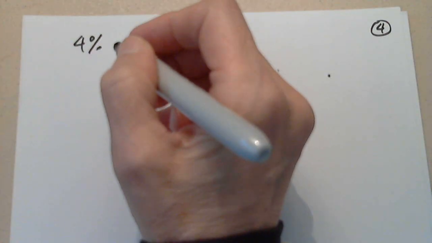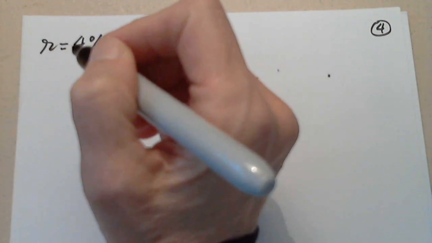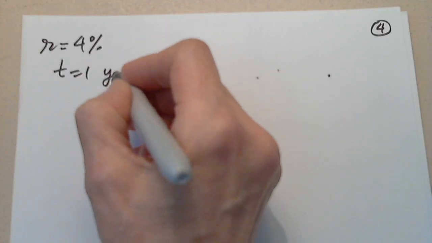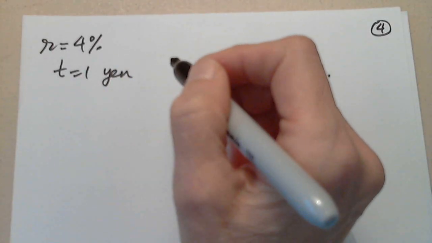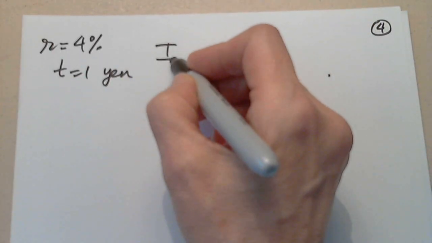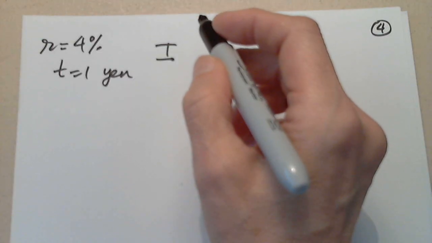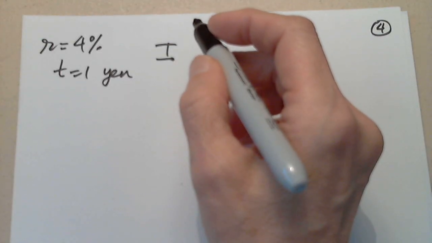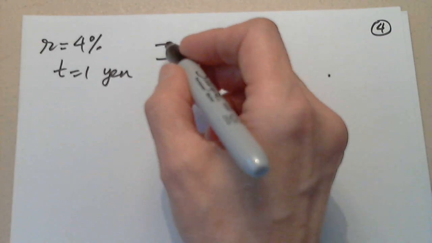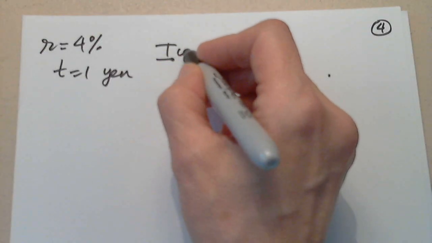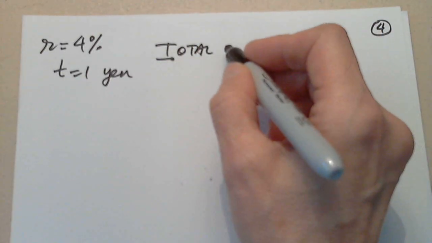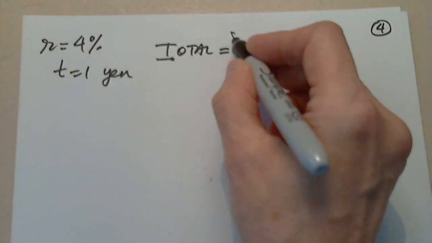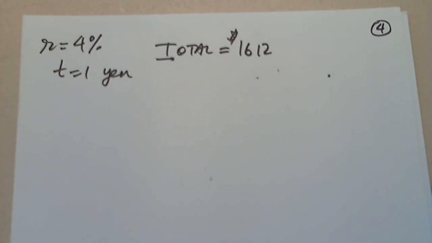4% interest rate. So this is R, and T equals 1 year. It grows to, so this is the total. Total is 1612. How much was originally invested? In other words, what is the principal?